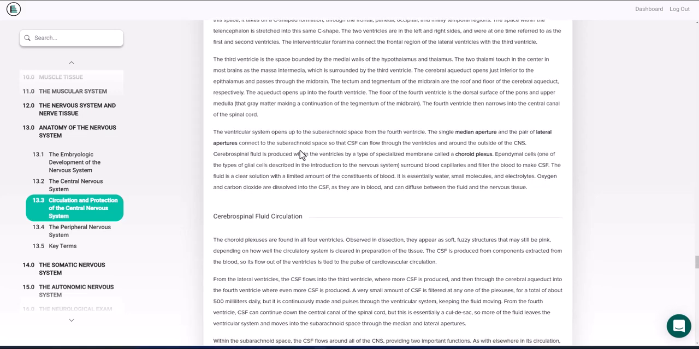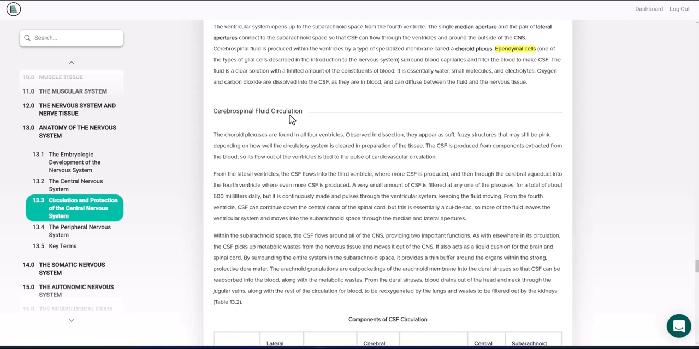Again, that cerebrospinal fluid is produced within the ventricles, within a membrane called the choroid plexus, and the ependymal cells that I introduced to you in the previous chapter are the cells that are helping to create and make that CSF. So that's going to keep coming back to haunt you, so you might as well learn it now.